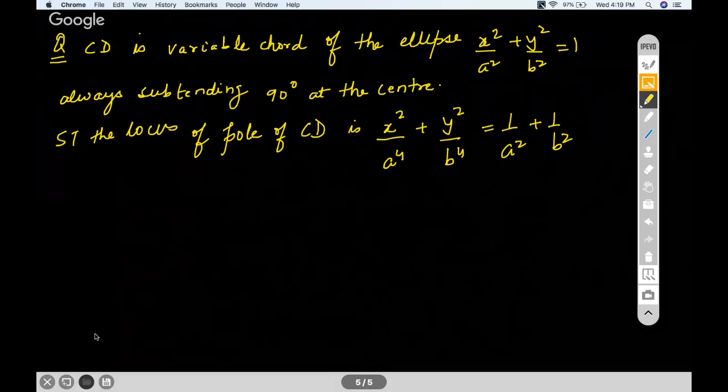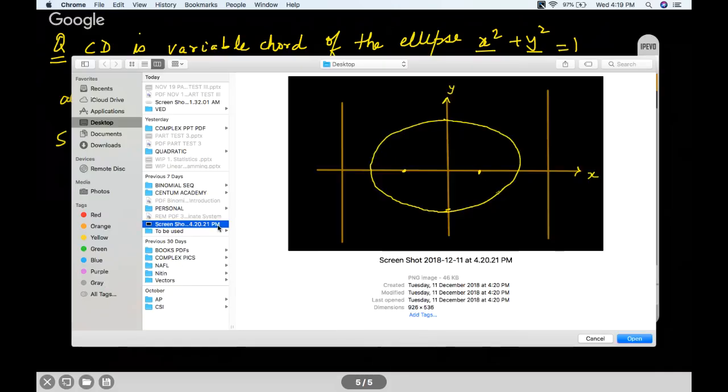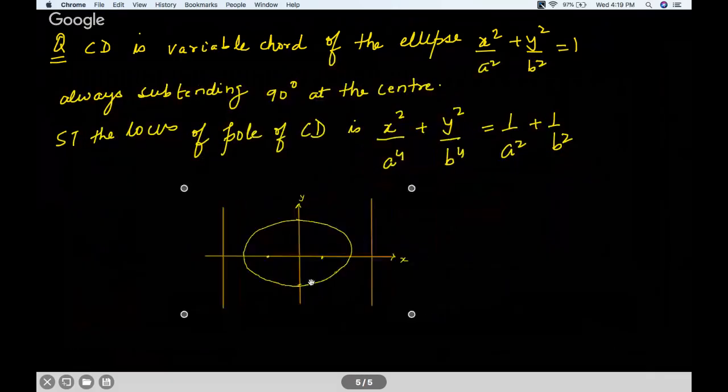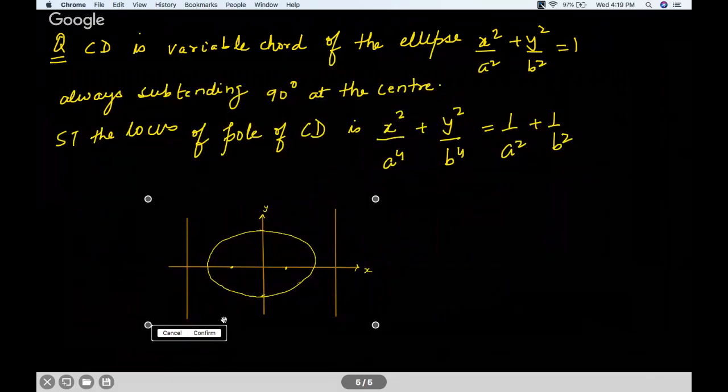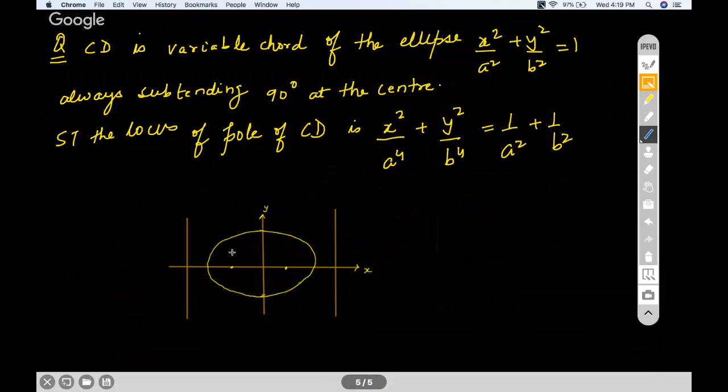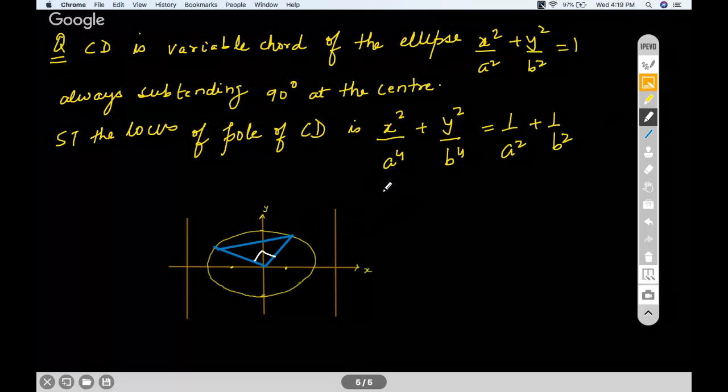So basically the question says there is an ellipse, and there is a variable chord that subtends a right angle at the center. All right. Now we have to find out the locus of the pole of CD.